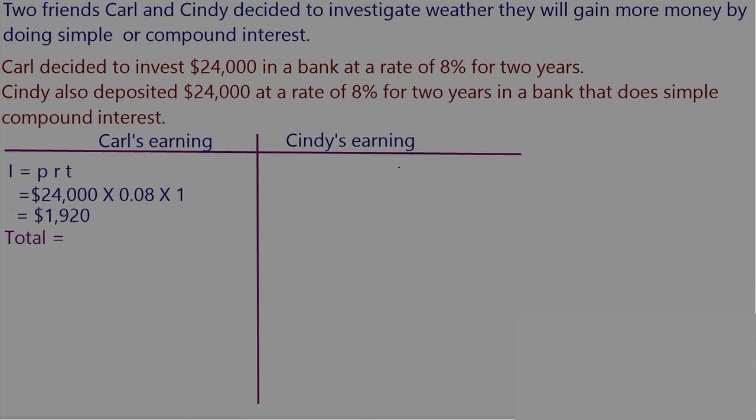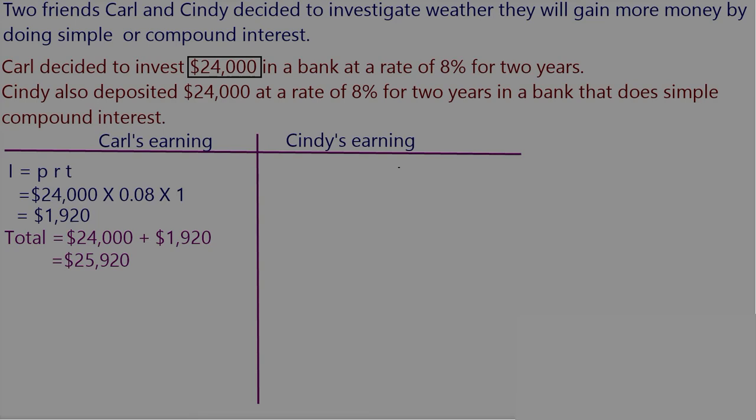And we add the interest to the amount we invested to find the total amount of money Carl makes in the first year. Adding the interest to the total, Carl would get $25,920 in the first year as total. We can also calculate Cindy's earnings for the first year.